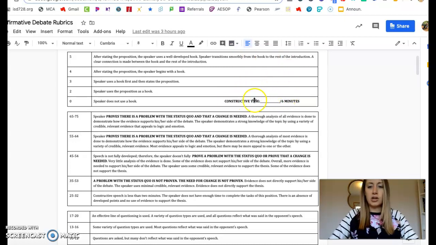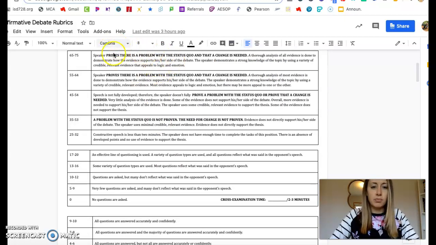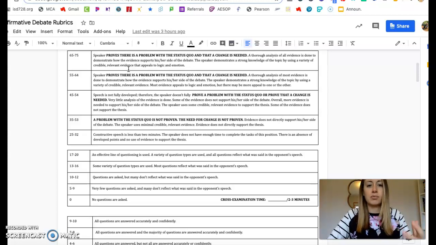Your constructive speech time is 6 minutes. If you're first affirmative, this is the most important part for you. That's why it's worth the majority of your points. You have to prove that there is a problem with the status quo. So whatever the status quo is currently, whatever laws and policies are currently in place, you have to prove that we have a problem. You need facts and statistics and stories and evidence to back up the problem with the status quo. And you have to prove that change is absolutely necessary. Without change, things will not progress and go forward as well as they could. We have to have some sort of a change.